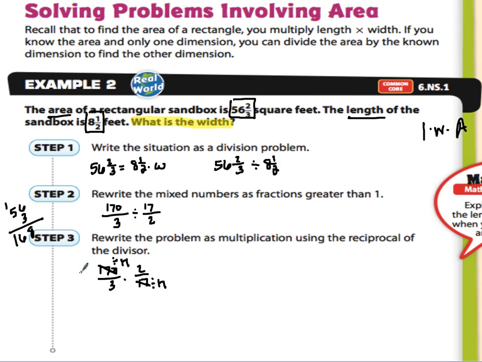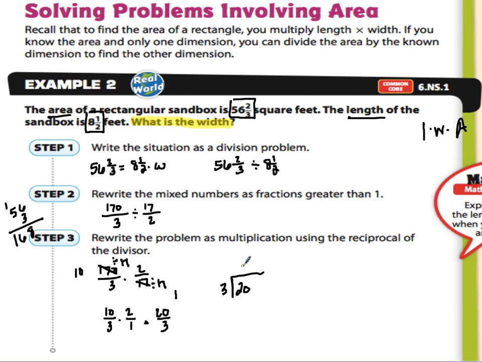And when I do that, I get 10 and I get 1. So now instead of doing 170 divided by 3 times 2, I can do 10/3 times 2 over 1, which gives me 20 over 3. I like that way better than 170 times 2. Now I have to turn it into a mixed number.